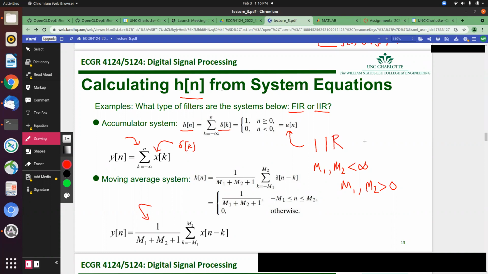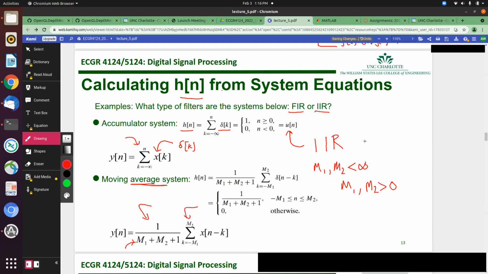And how many terms are going to be in this sum then? Say if we went from -1 to 1, how many terms would be in there? 3. There'd be -1, 0, and 1. And what if it went from -2 to 1? It'd be 4. In fact, it turns out that this denominator here is the number of terms, and that's why it's an averaging system. It's M1 plus M2 plus 1, because that's the 0. It's got to count 0. M1 plus M2 plus 1 is the number of terms in this summation.